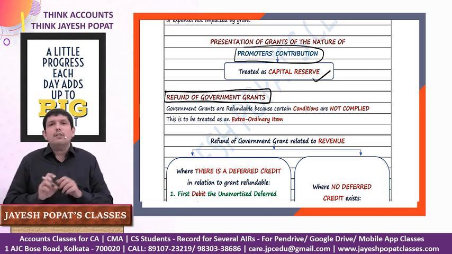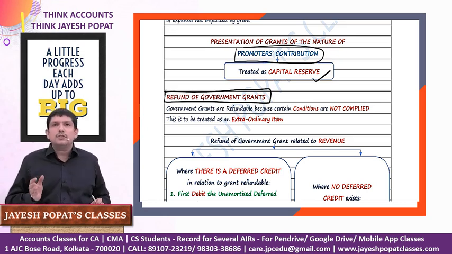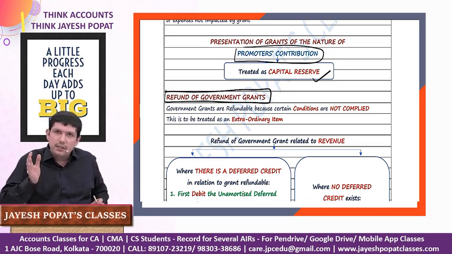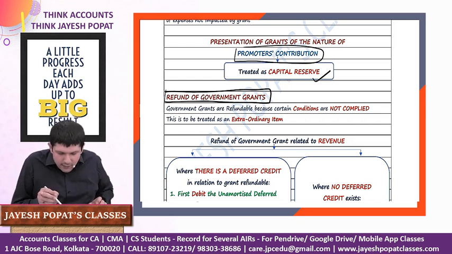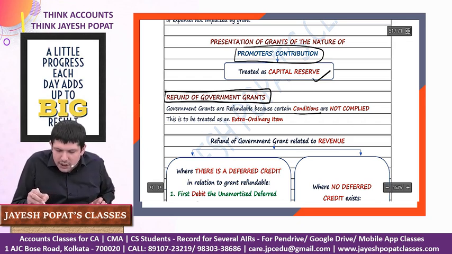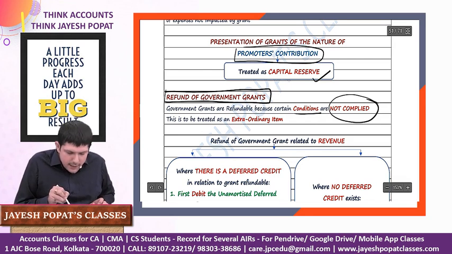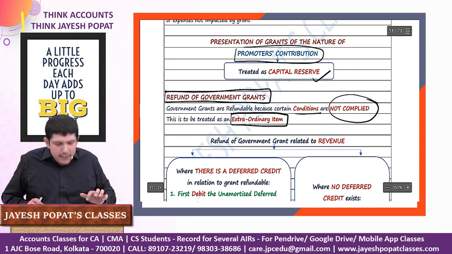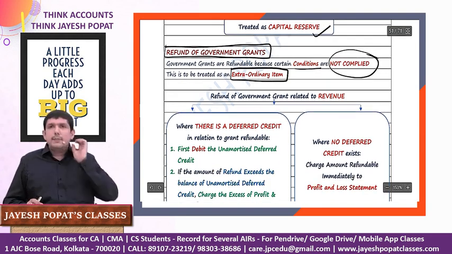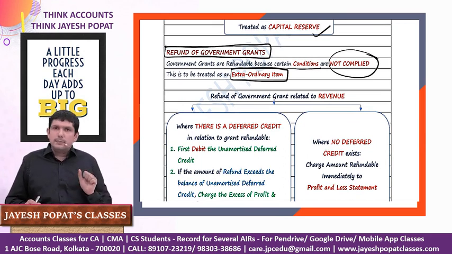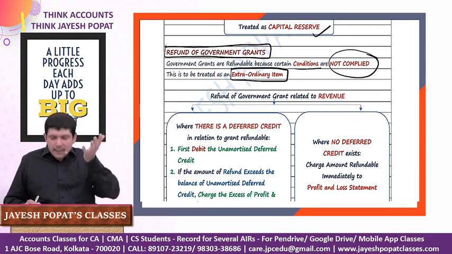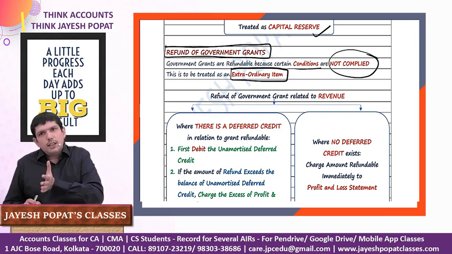Even after getting the government grant, if you are non-compliant of certain terms and conditions which are associated with the government grant, the government may require you to refund that particular grant. So government grants are refundable because certain conditions are not complied, right? This will be treated as an extraordinary item because normally it is believed that the enterprise will recognize government grant only when there is reasonable certainty that you will comply with the terms and conditions. The government grant is, let's say, earned and there is no doubt about the ultimate collectability.